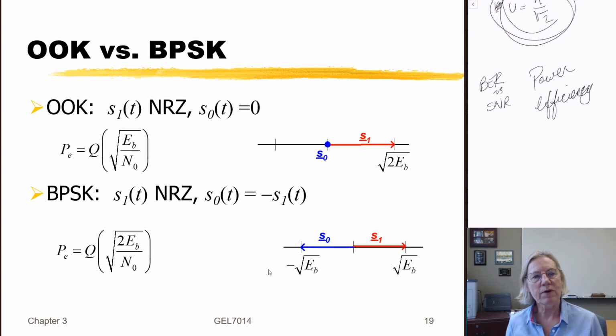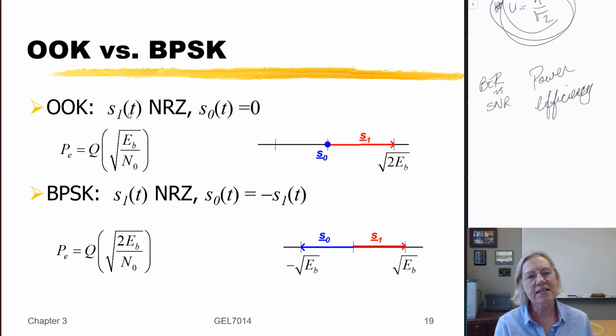So here's a summary of what we found. And instead of calling it antipodal signaling, now I'm going to give it another name. I'm going to call it binary phase shift keying, since this is the name we typically give to antipodal signaling. They're both, remember, non-return to 0. They're just simple square waves.